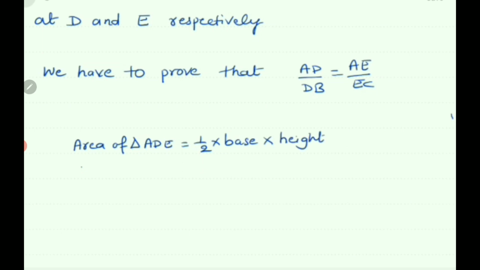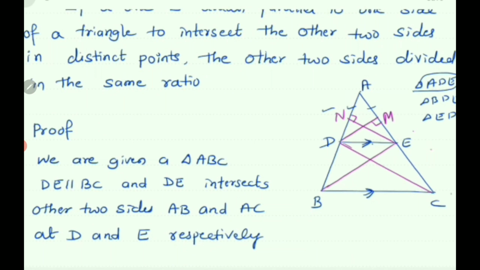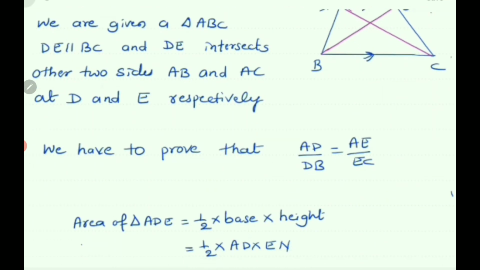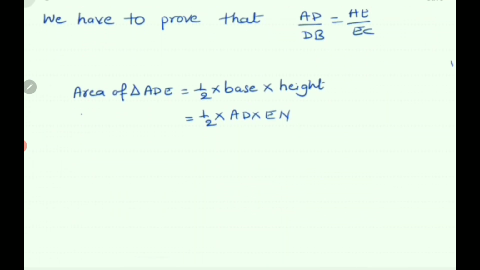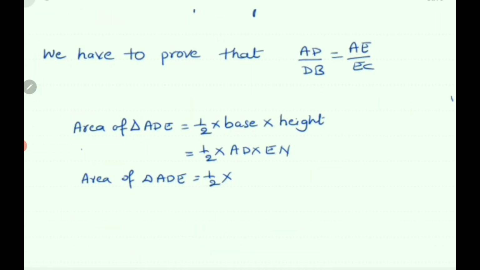That is equal to half into AD into EN. You should consider the base AD and height EN. So it is half into AD into EN. And this is also, you know, the area of triangle ADE, which is also nothing but half into the other base. If you take AE as base and DM as height, you can write half into AE into DM.